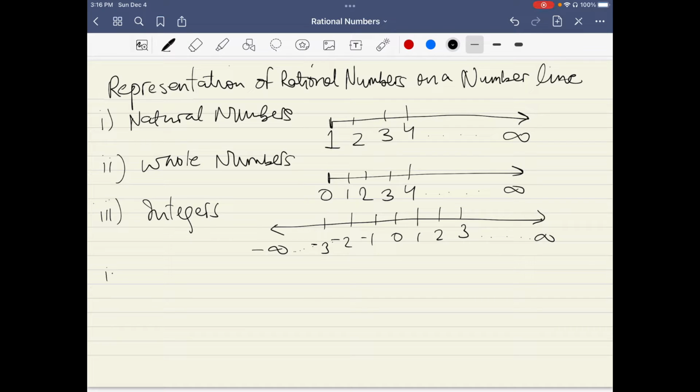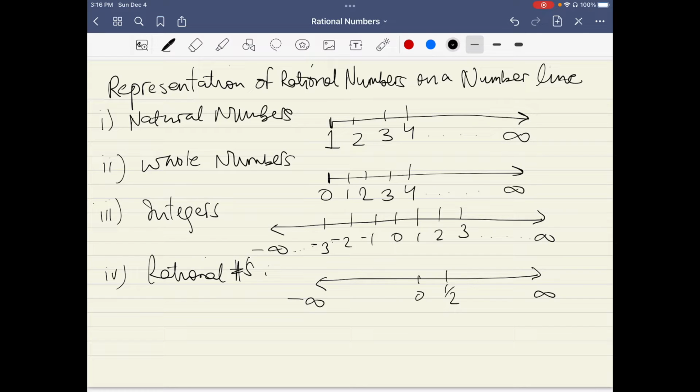Now, let's look at rational numbers. Again, it goes both ways, from negative infinity to positive infinity. And now let's see what some of the numbers might look like. So 0, 1/2, 1, -1/2, -1. Again, all this goes all the way to infinity.